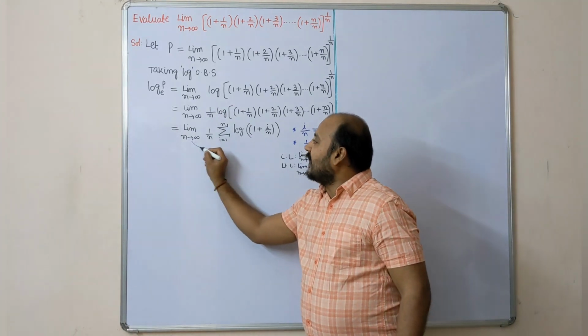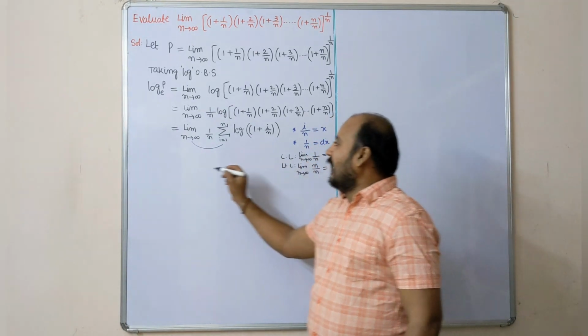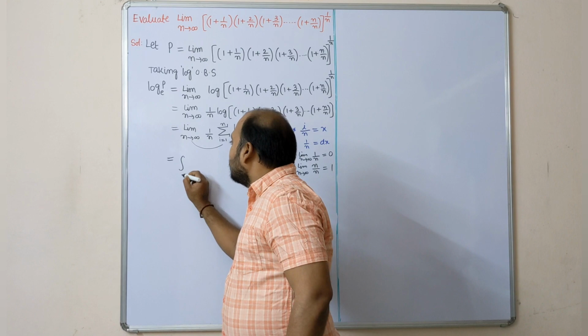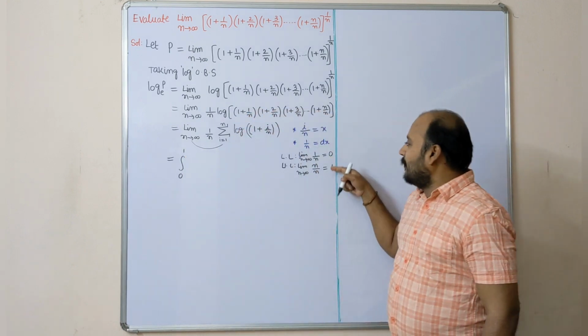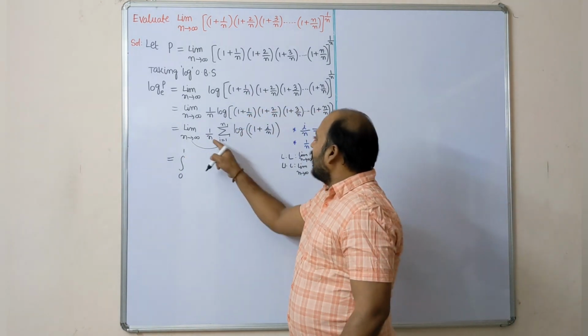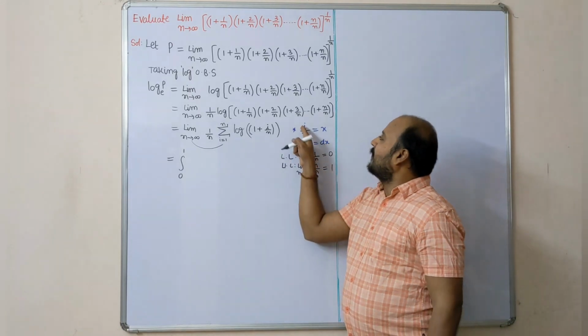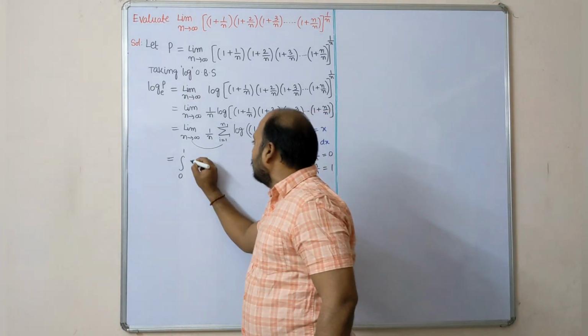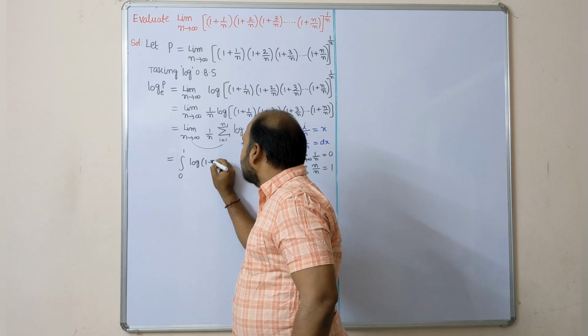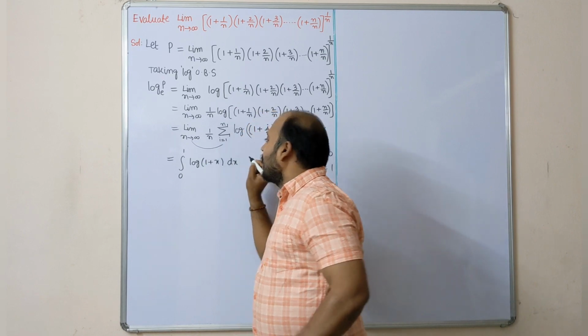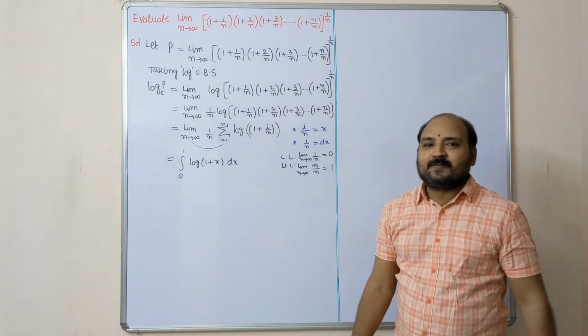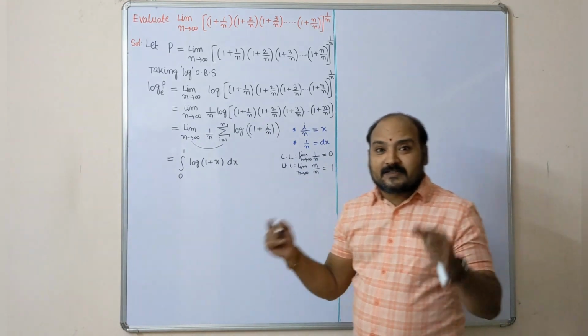So, replace with these values as an integral from 0 to 1, lower limit to upper limit. 1 by n is replaced with dx, i by n is replaced with x. So the integral is log of 1 plus x into dx. Everyone understand now? It is the integral of log, so integration by parts you can take, dear students.